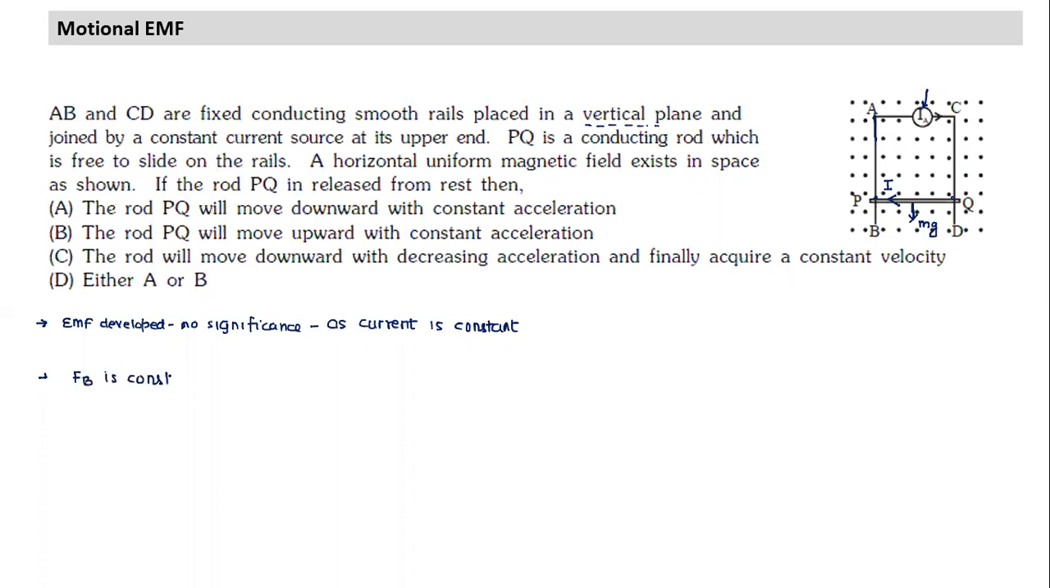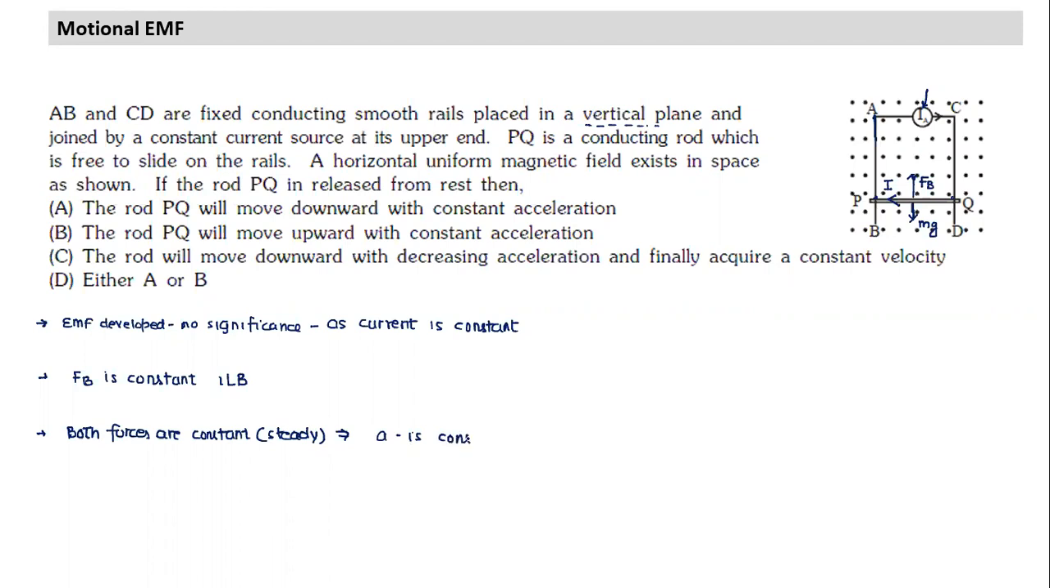FB is equal to ILB. None of these things are changing. And which direction will FB act? Very easily you can find out FB will act in the upward direction. Since two forces are acting and both are constant, what does it imply? Acceleration is constant. Actually, I should not have used the word constant. Both are steady, not changing with time. What does it imply? Acceleration also is constant.